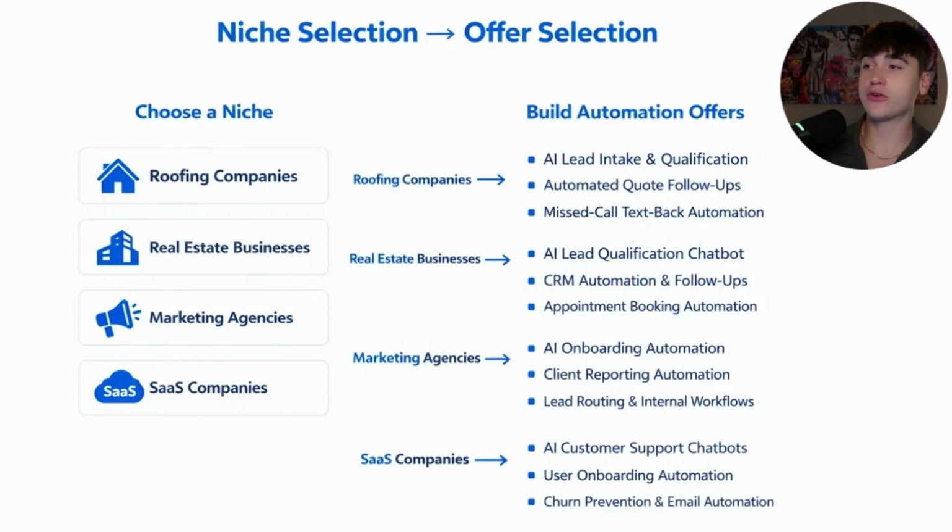Anyways, with whatever offer you select, ideally something with a high ticket offer, you've got to identify what type of automations they can even benefit from in the first place. For instance, roofing companies can benefit from AI lead nurture and intake qualification questions, follow up nurture sequences, missed call text back automations, just basically nurturing, right? For a real estate business, you could do an AI lead qualification chatbot on one of their websites where they're listing some of these houses. You could build them out a CRM with automations and follow ups on all their leads.